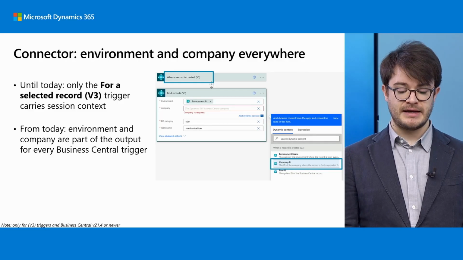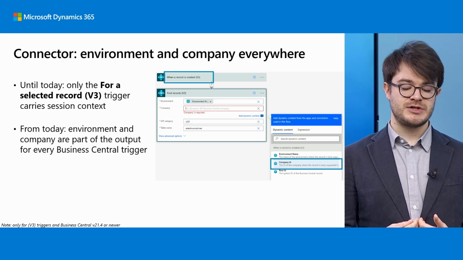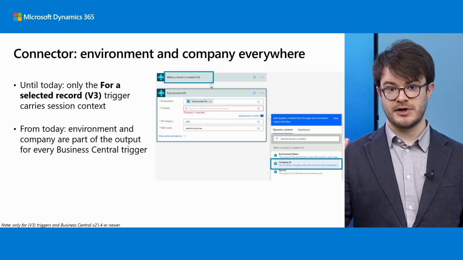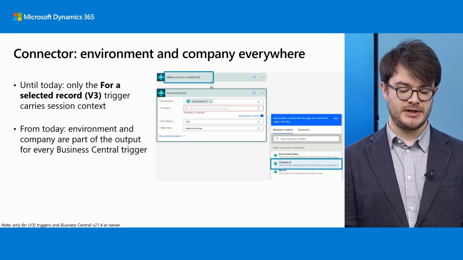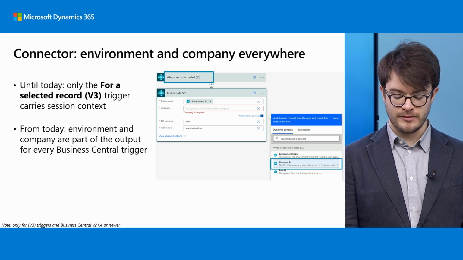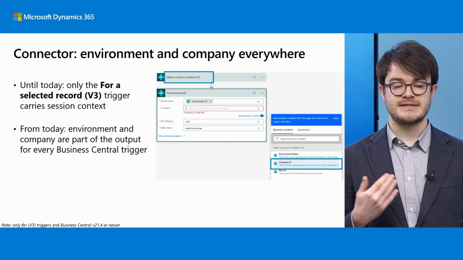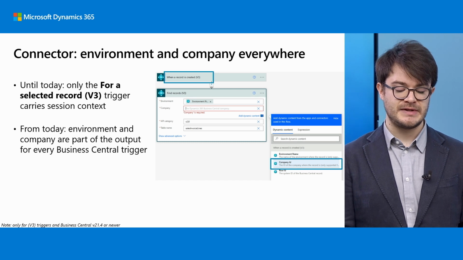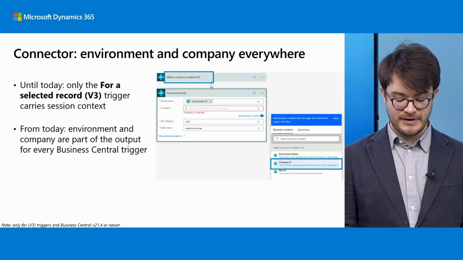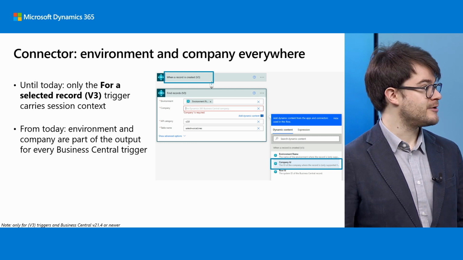So now all our Business Central triggers make environment and company context available, which means you can build your flow so that you need only to change environment and company once in the trigger, and all the other actions will just follow with the new environment and company. This has very powerful consequences because it means it's going to be much easier for you as a partner or as a maker to create and distribute your flows in different Business Central environments and companies. We will see a very nice application of this in a few minutes, shown to us by Ayrton.